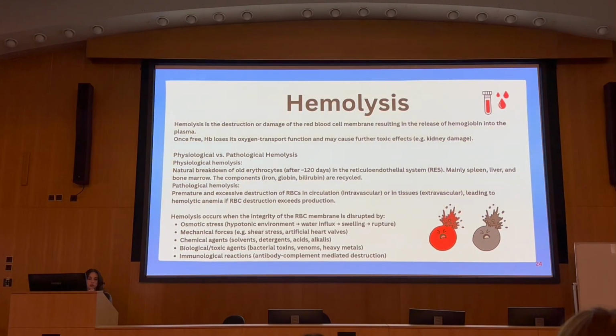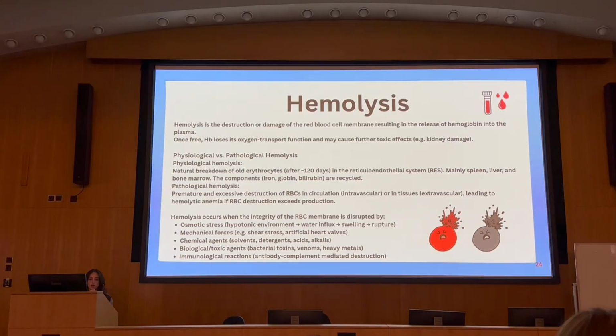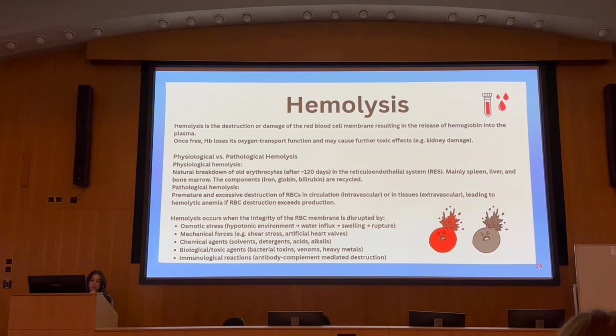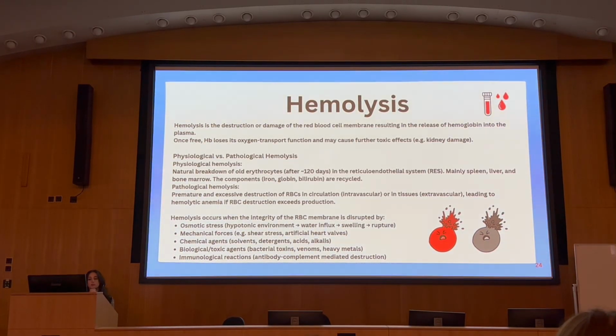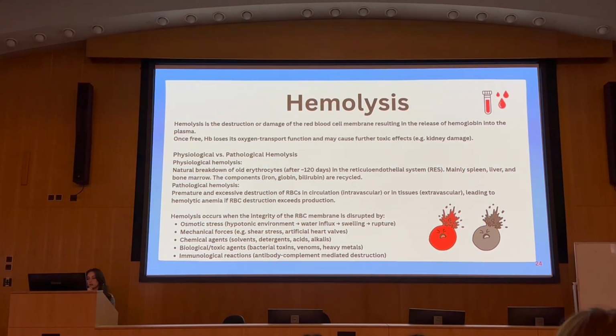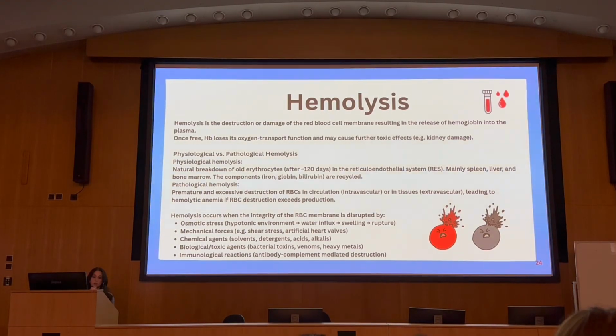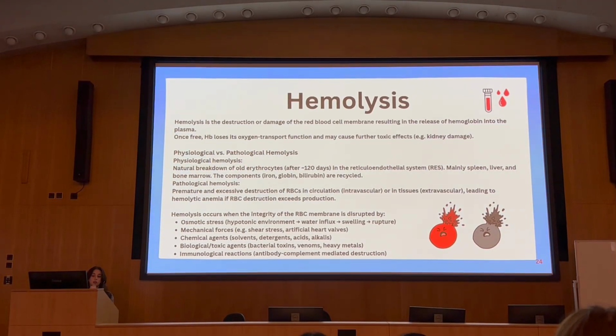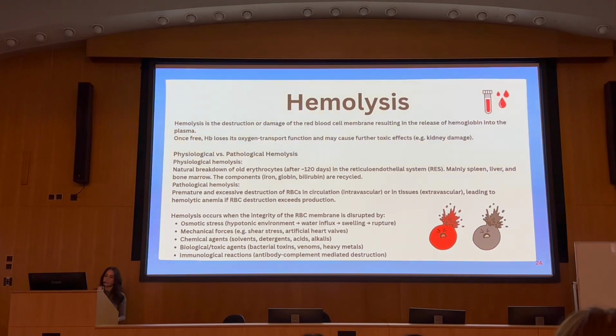Whereas in pathological hemolysis, there is premature and excessive destruction of red blood cells in the circulation, intravascular, or in tissues, extravascular. Intravascular, from the name, is occurring in the blood vessel itself. In tissues, extravascular, it's occurring outside. This could potentially cause hemolytic anemia if the red blood cell destruction exceeds the production.